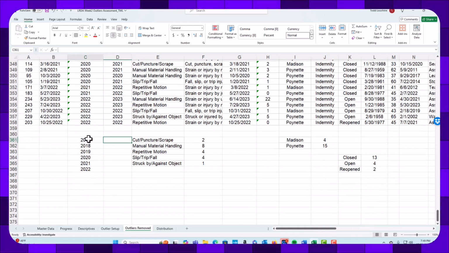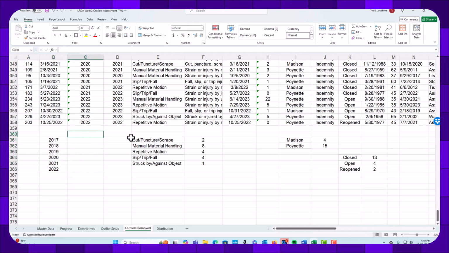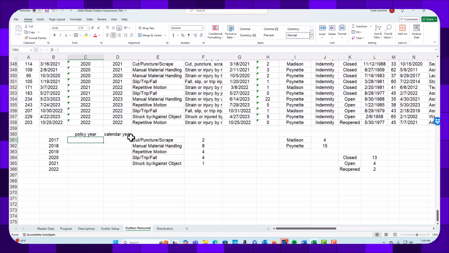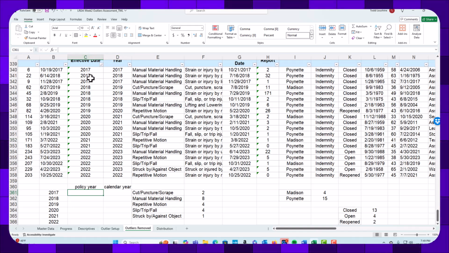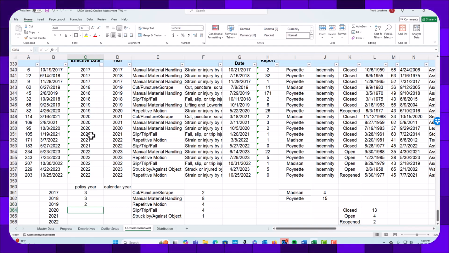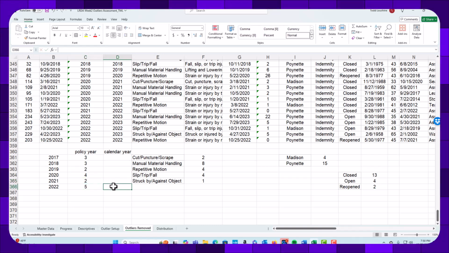All right, so here, let's do this. I'm going to cut this and put it here. So this is going to be policy year. This is going to be calendar year. And let's count them. So 1, 2, 3. 1, 2, 3. 1, 2. Oh my gosh. 3, 2. 1, 2, 3, 4. 1, 2. 1, 2, 3, 4, 5. That's policy year.